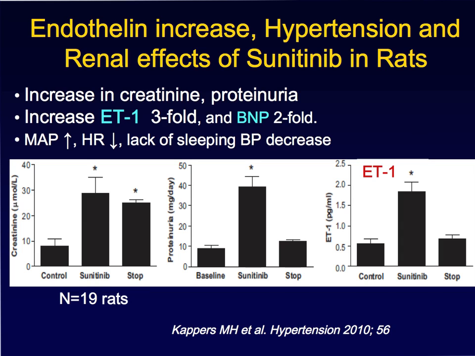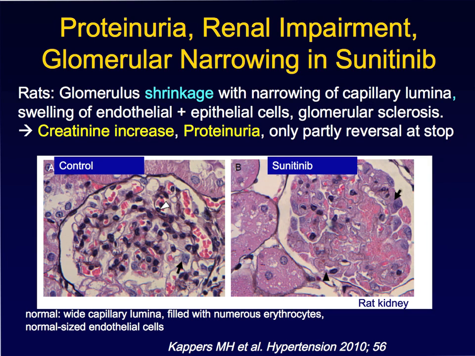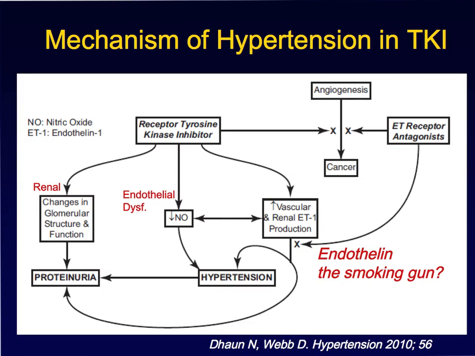And there was an increase in creatinine and protein excretion in these patients, and also in rats, in this rat model here again. And they found a significant threefold increase of circulating endothelin, and also, interestingly, of BNP, which is always a marker of cardiac wall stress, which is increased. So when they looked at the histology of these kidneys, they found that there was glomerular shrinkage, and this goes along with the creatinine increase and the proteinuria, which is only partly reversed after a stop of sunitinib.